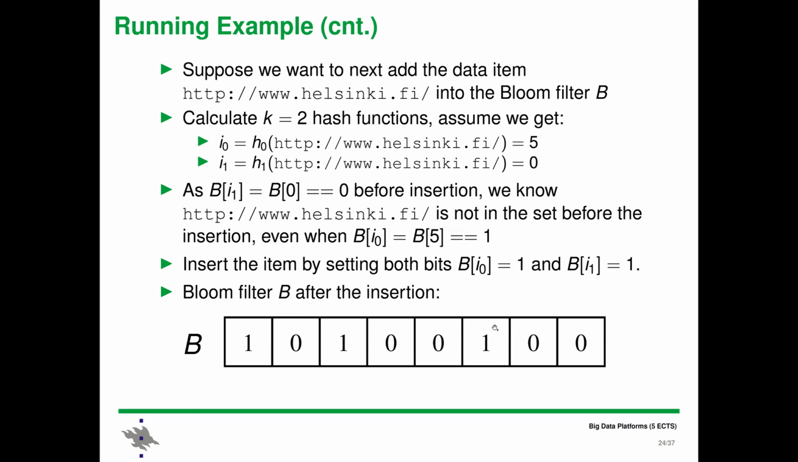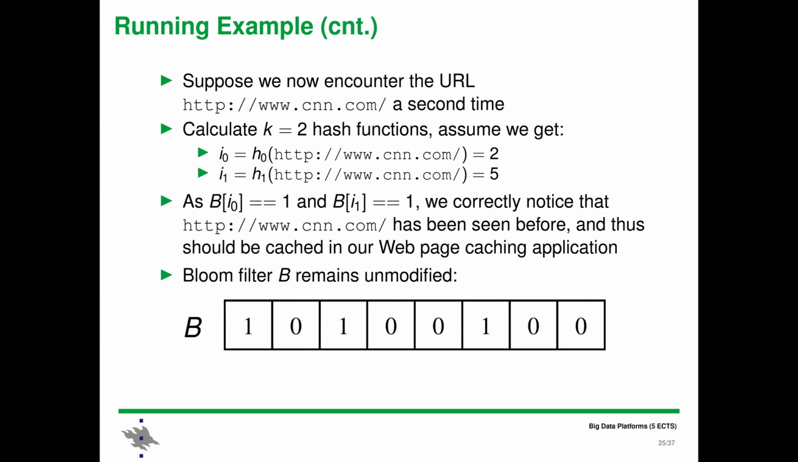And now for the bit at the 5th position, it was already 1, but we keep it as 1 because this is how Bloom filters work. So if you have a collision when you insert stuff, you don't flip that bit. You just keep it as 1. Okay? And now this is the Bloom filter after the insertion. And then after this, let's say we encounter www.cnn.com the second time.